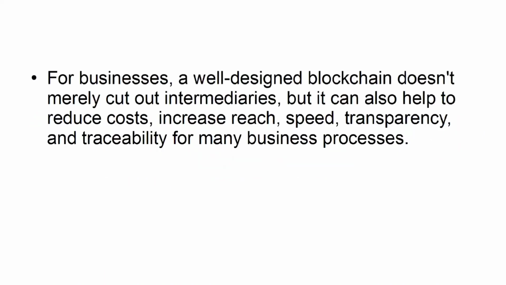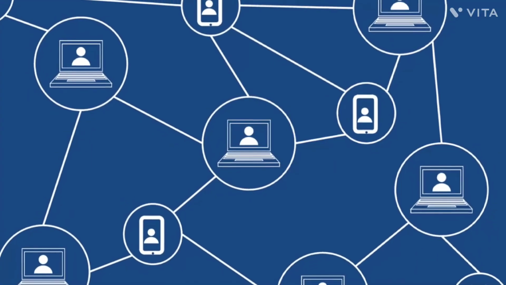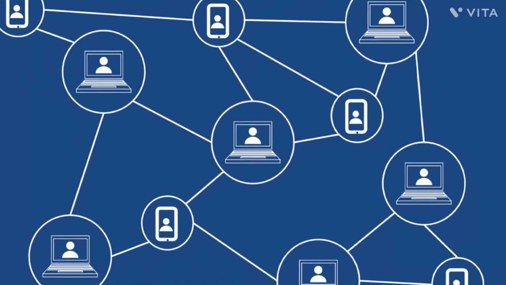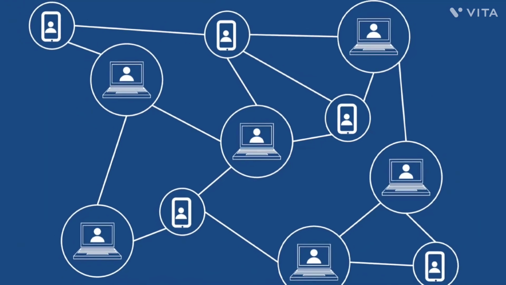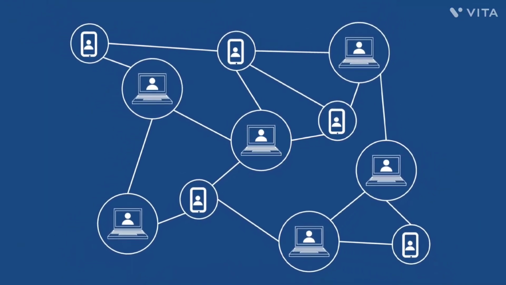For businesses, a well-designed blockchain doesn't merely cut out intermediaries, but it can also help to reduce costs, increase reach, speed, transparency, and traceability for many business processes. A distributed ledger technology, blockchain enables an internet-based, peer-to-peer network that works to facilitate exchanges in value. Computers on the network verify and record transactions simultaneously, which can be completed without a traditional intermediary, such as a credit card network or a bank.